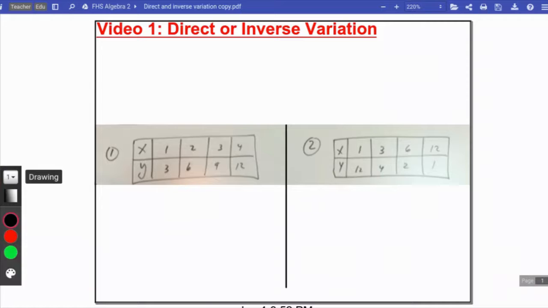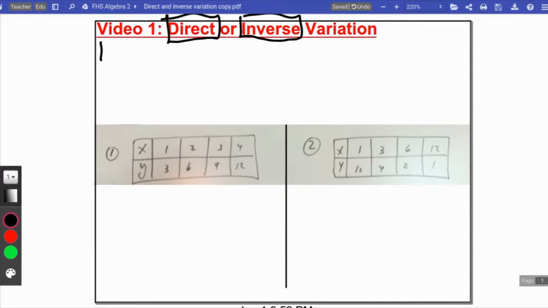Hey, what are we learning today? Well, this is the first video of 2021. I'm excited. So here's how we're going to do this. Today you're learning about direct and inverse variation. All right, so what does that have to do with anything? Like how do we do this?